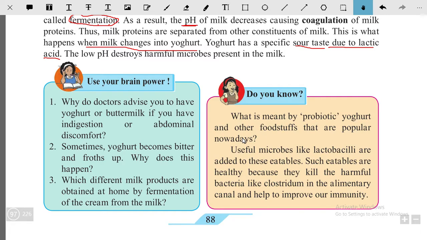Such eatables are healthy because they kill harmful bacteria like clostridium in the alimentary canal and help to improve immunity. Useful microbes kill this type of bacteria which are harmful to us, which are present in the alimentary canal, and help to improve our immunity.